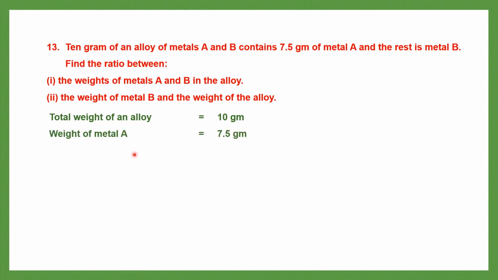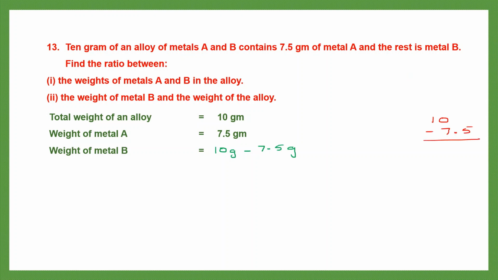In that, remember this alloy is made up of two metals, metals A and B. And we know the weight of metal A and the rest of it is the weight of metal B. So first we need to find the weight of metal B. So to find the weight of metal B, we have to just minus from the total weight. So total weight is 10 grams. From this minus the weight of metal A, which is 7.5 grams. So if we minus this, we will get the weight of metal B. So let's do that. 10 minus 7.5.